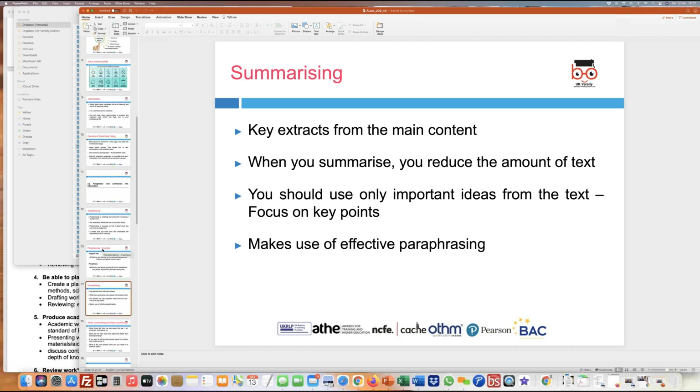Correct. Absolutely correct. Brilliant. So basically, yes, what you've said is correct. Summarizing is the process through which you would give a brief statement of the main points of the text that have been covered or that you have read.